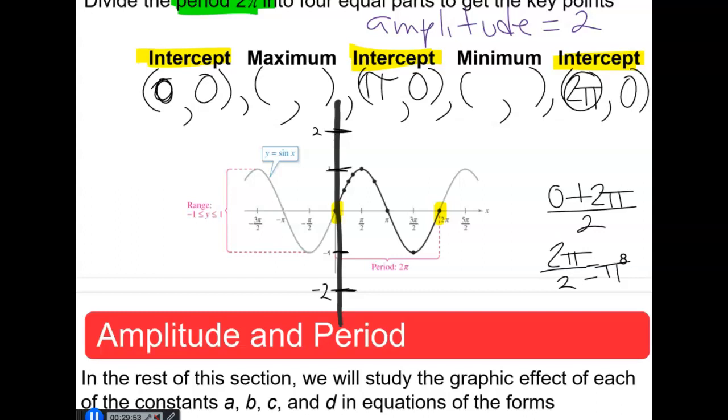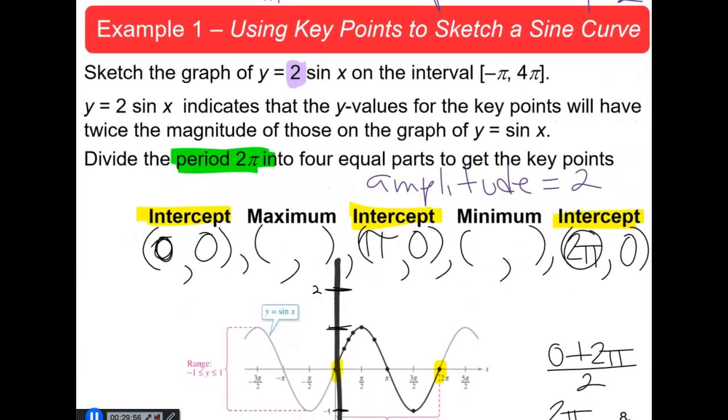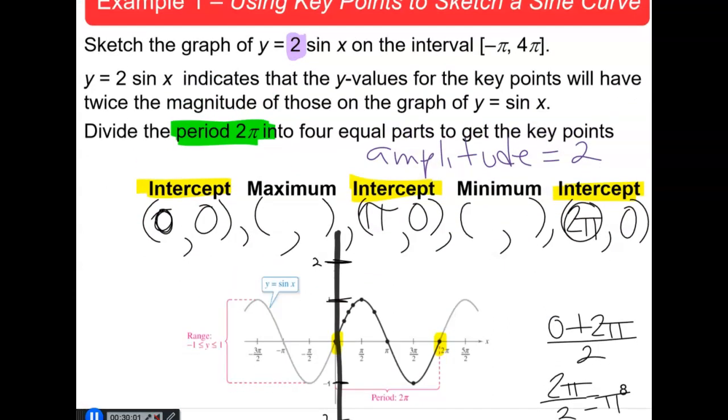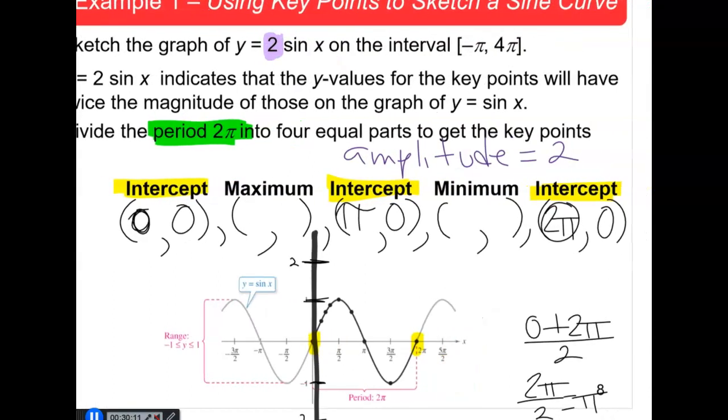However, our problem is not really asking us to graph it for that particular period. What they want us to do is graph it on this interval here from negative pi to 4 pi. So what we're going to do is extend it a little bit more, or let's just leave it like this, and then we will just extend it after. So let's keep doing what we're doing.